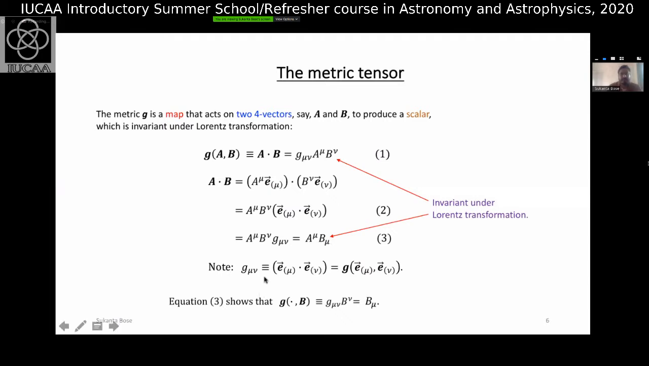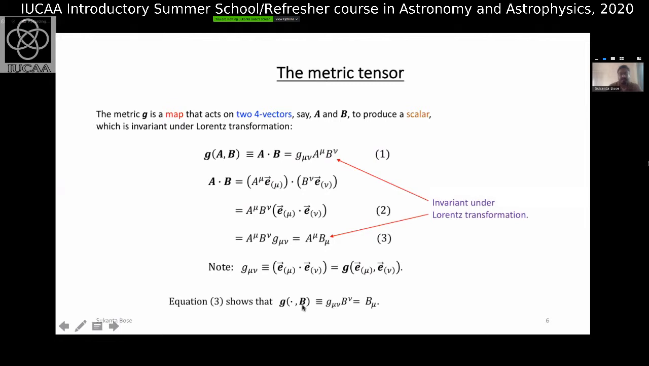But before we go there, the summary is that G mu nu can also be thought of as the inner product of E mu with E nu, or equivalently, these components G mu nu are nothing but the map with the same metric tensor of these two basis vectors. Okay. And equation 3 reminds us that if you take away one of the basis vectors, so keep it unfed, then G acting on only one of the vectors B is the same thing as G mu nu contracted with B nu and mu left uncontracted.